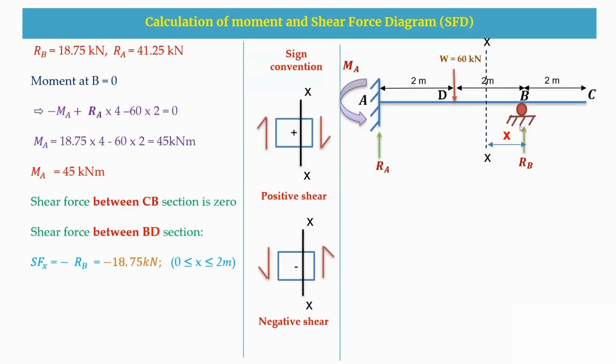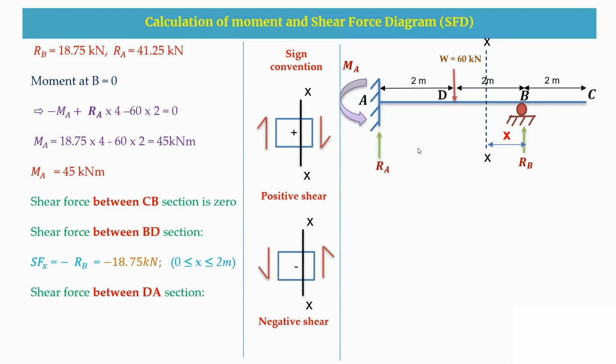So the shear force equation is minus RB, as this is an anti-clockwise direction, which is minus 18.75 kilonewton. As we are starting from here, I'm taking B as the origin. Therefore, it is 0, and from 0 to 2, the shear force will be the same, that is minus 18.75 kilonewton.